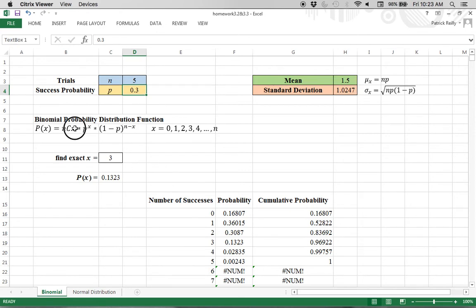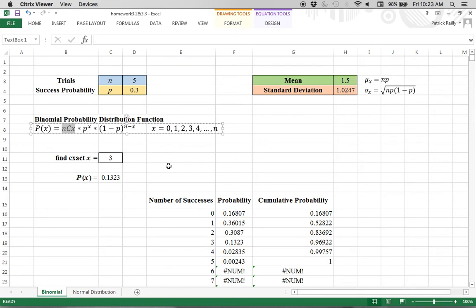We find the combination of how many ways that you can have 2 successes with 5 trials, right? Or 3 successes with 5 trials. Is it on the first, second, and third? Are those when the successes happen? Is it the first, fourth, and fifth? Are those when the successes happen? All right.